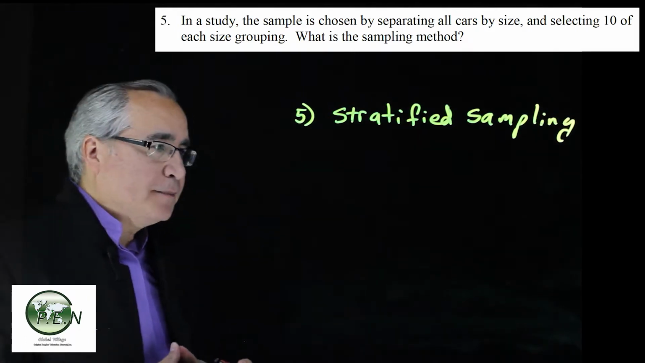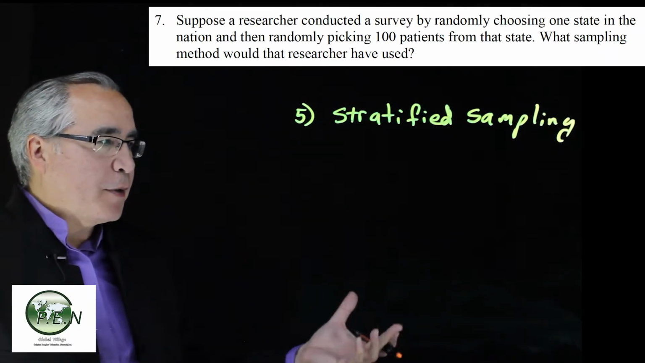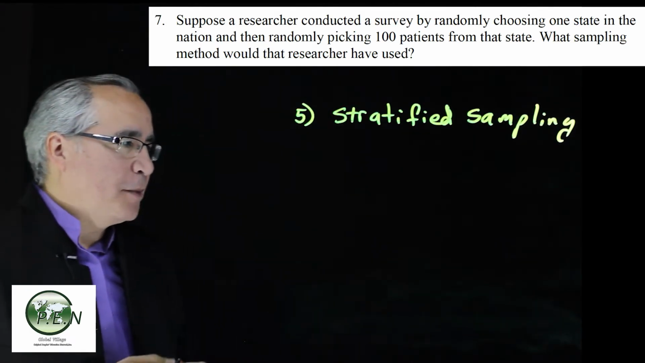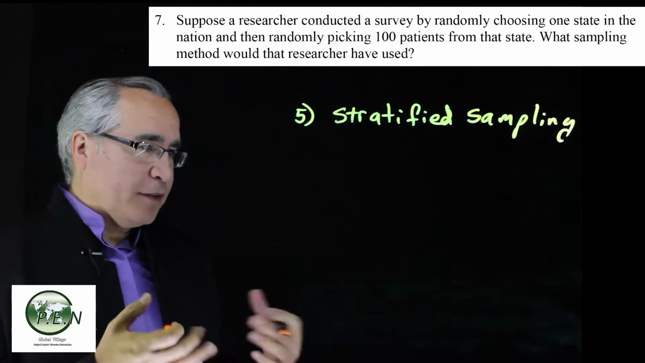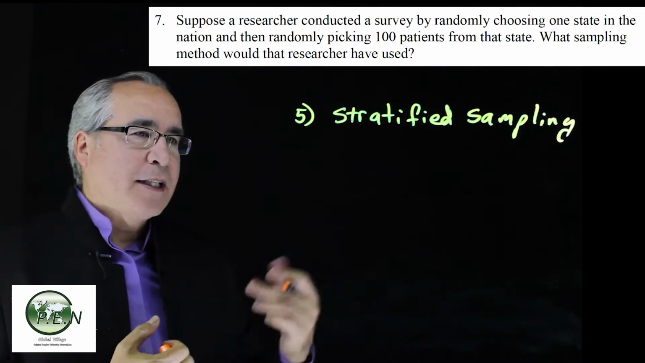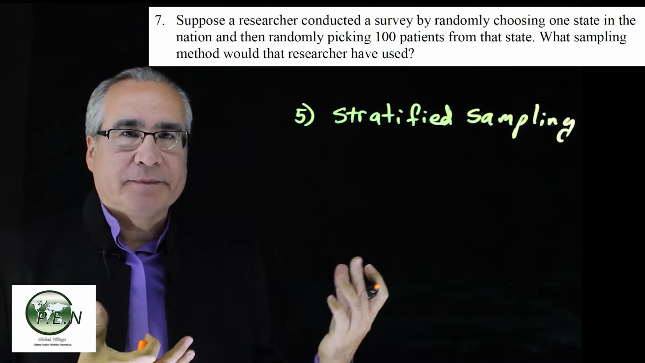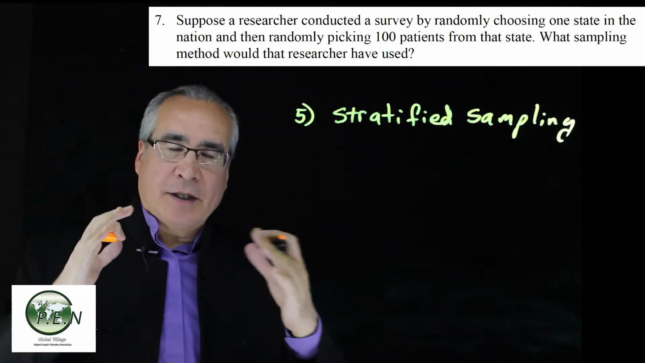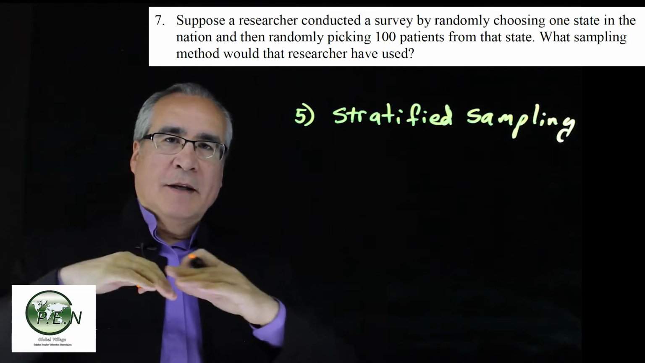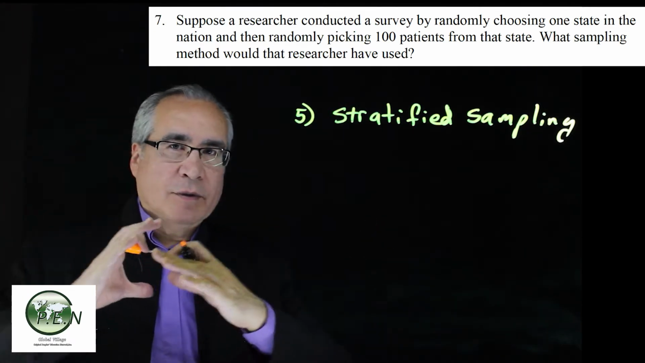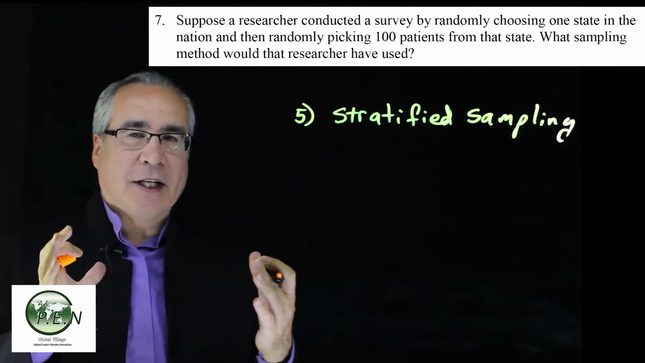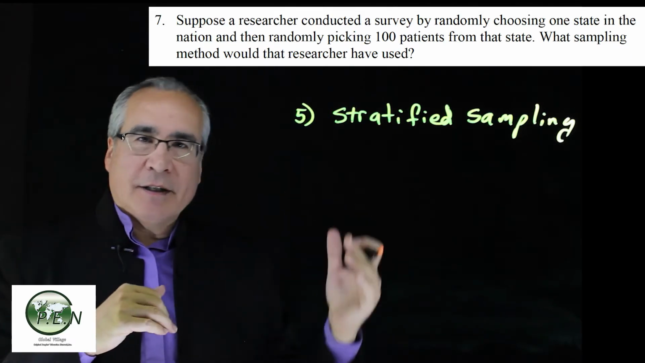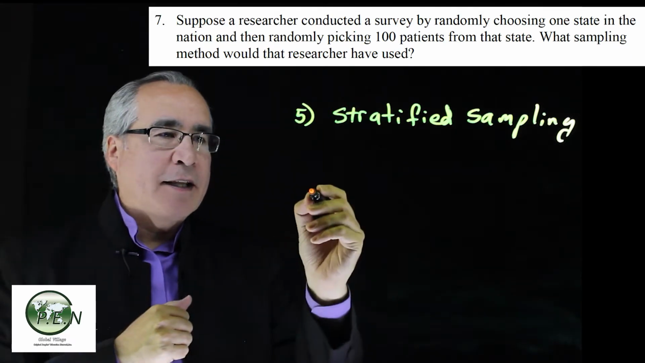For question 7, suppose a researcher conducted a study by randomly choosing one state in the nation and then randomly picking 100 patients from that state. What sampling method would the researcher have used? The key part here is random. And the fact that everyone in the United States really does have a choice or a possibility of being in the sample because he randomly chose a state. So it was initially open to all 50 states. Randomly, one state was chosen. And then from within there, all the people in that state had the opportunity.